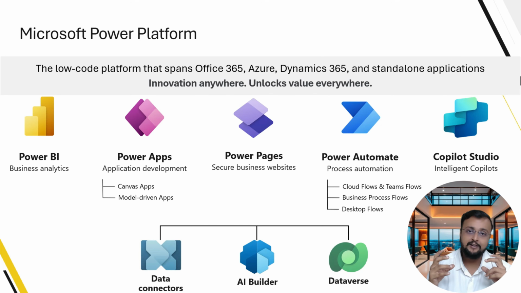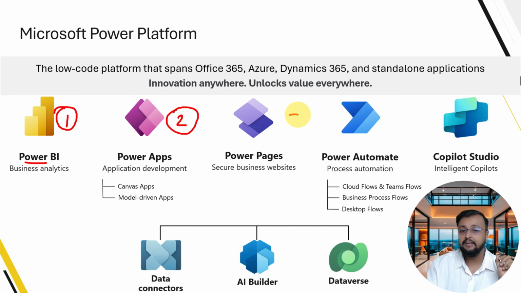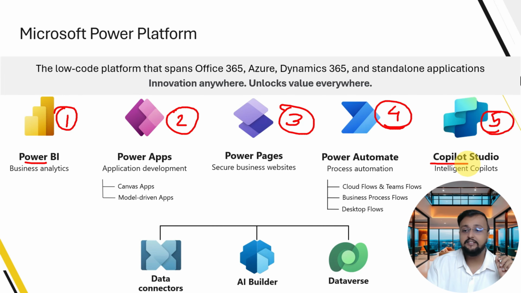Now, in the Power Platform, what are the main key products available and what are the use cases around them? Let me talk about it at a very high level. In the world of the Power Platform spectrum, there are mainly 5 products. Number 1, Power BI. Number 2, Power Apps. Number 3, Power Pages. Number 4, Power Automate. And number 5, Copilot Studio. Earlier, this product was known as Power Virtual Agents. Now, let's talk about the purpose of each of these products.